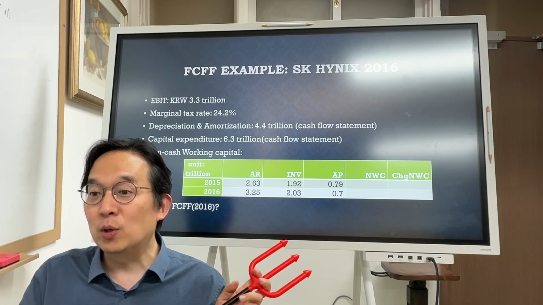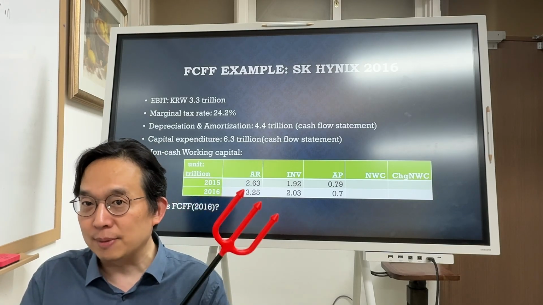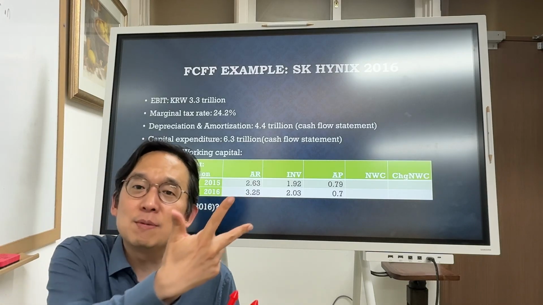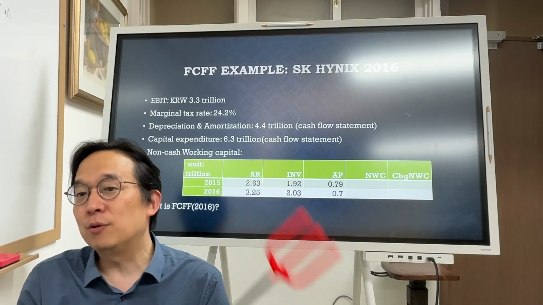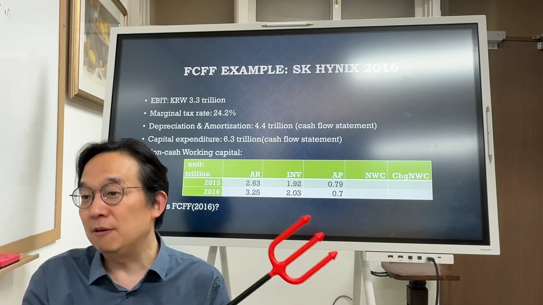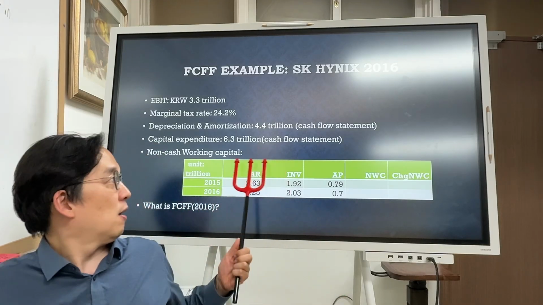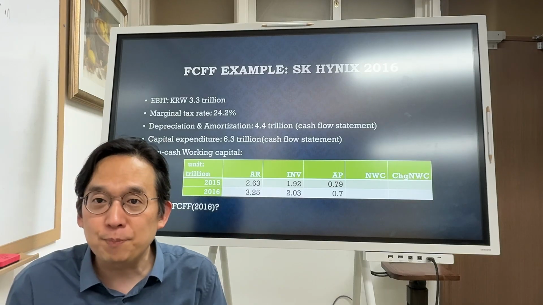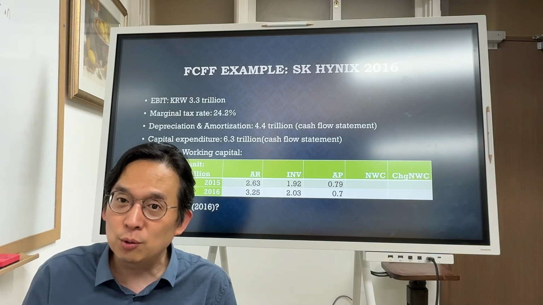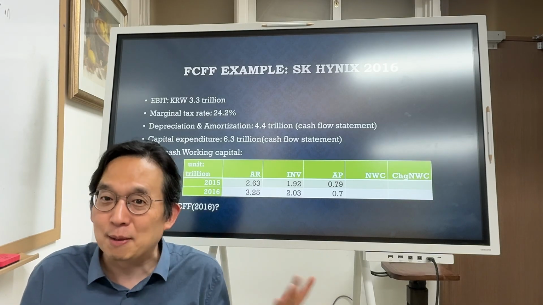And then non-cash working capital is the item that you have to worry about. Remember at least the three items, right? AR, inventory, AP, okay? AR plus inventory minus AP is the thing. The key item is about inventory. How much chip inventory do you have? No inventory, no sales. So you need to build up something there.